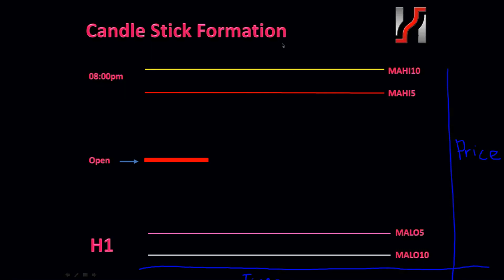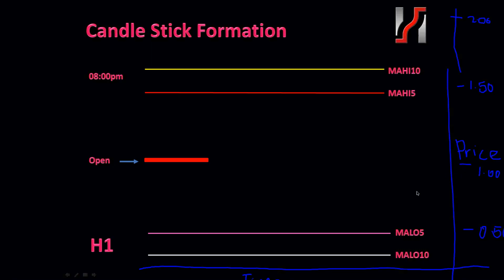Let's say that the price right now is about $1 and you have about 50 cents here. Please bear with my drawing. So let's say this is the price range that you have over here. Let's say the candle opens at 8 p.m. at exactly a price of $1.